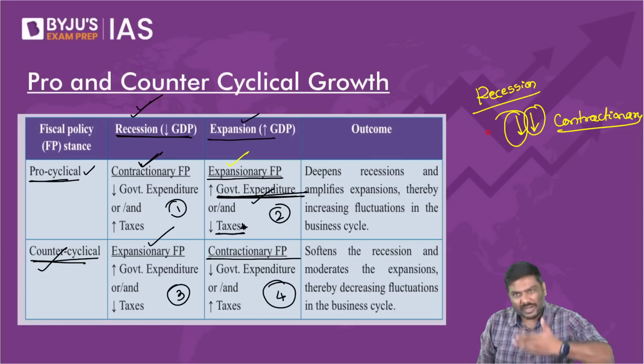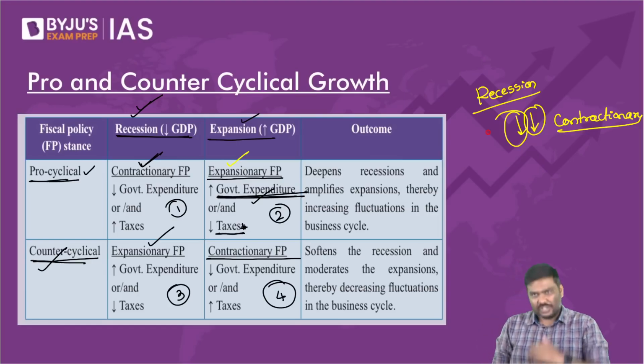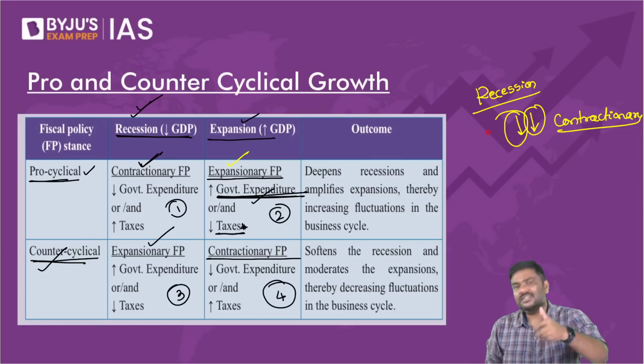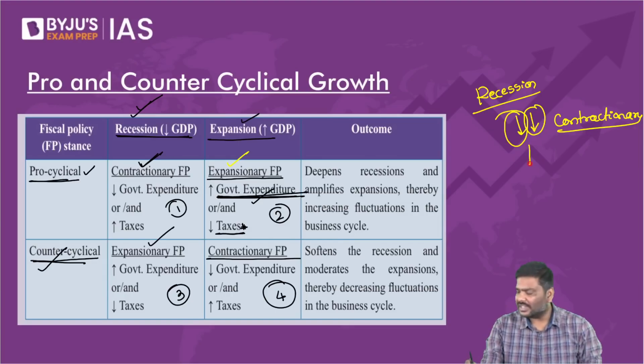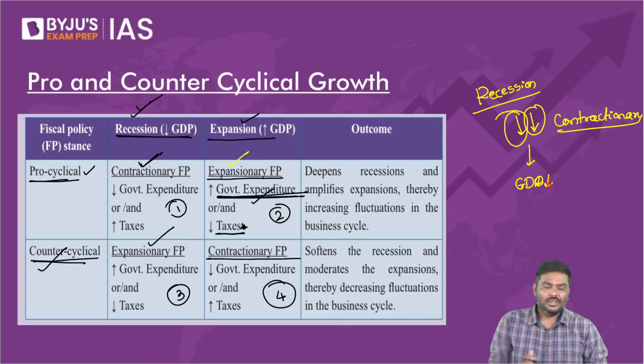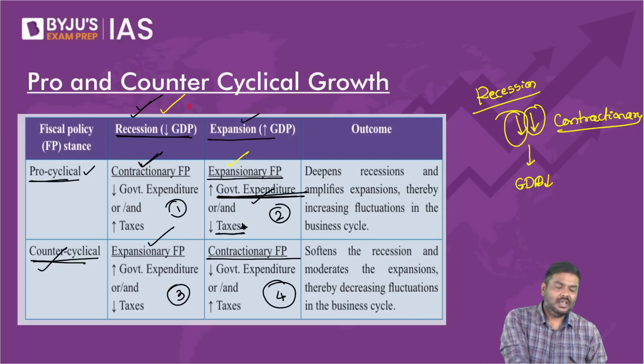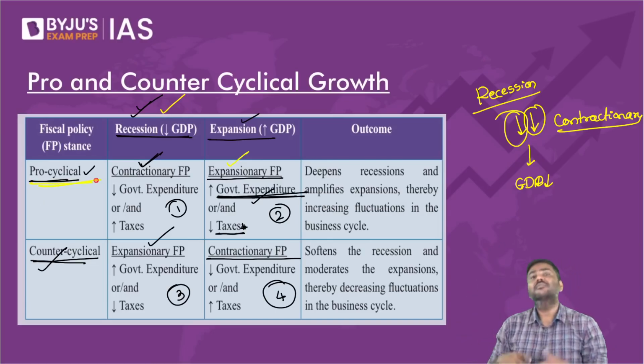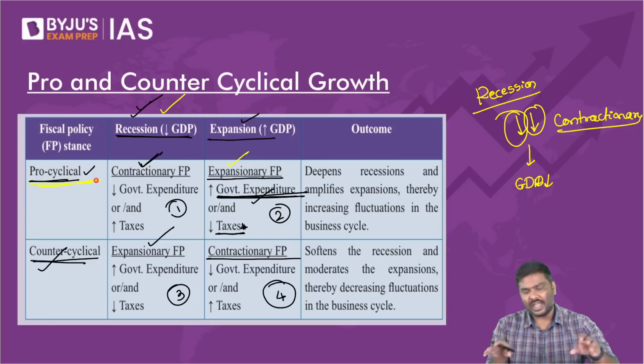Do you think employment will increase? Do you think production will increase? Do you think demand will increase? No, all of them will further fall, which means GDP is falling again. GDP is already lesser, and the government policies will further reduce GDP. Pro-cyclical policy. Some of you are asking which book, which page number. Books do not have it. The Economic Survey discusses all of this.